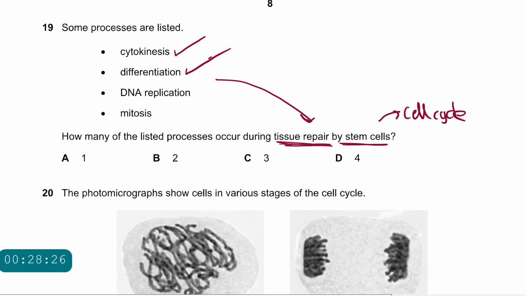3. DNA replication. This is correct because the full cell cycle has an S phase. The S phase is where semi-conservative DNA replication occurs. And the 4th point being mitosis. Mitosis is also a part of the cell cycle where prophase, metaphase, anaphase, and telophase take place. So all 4 are correct. So the answer is going to be D.